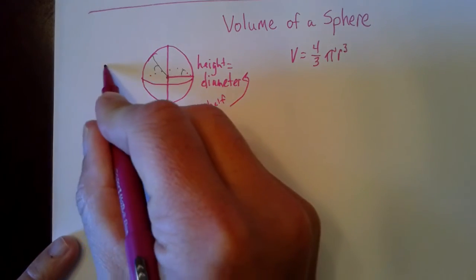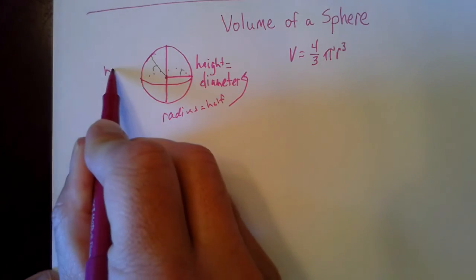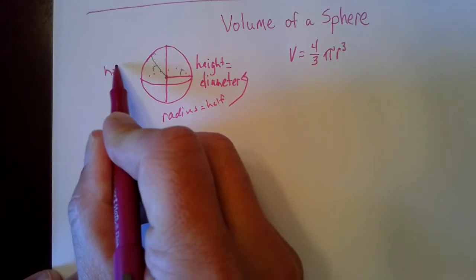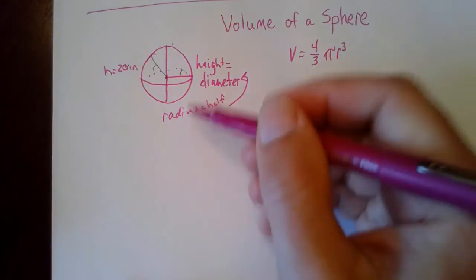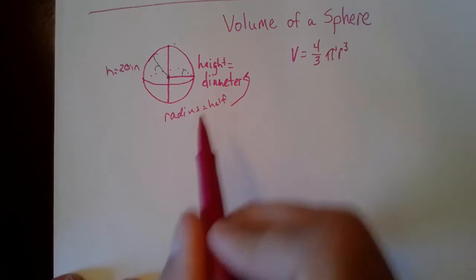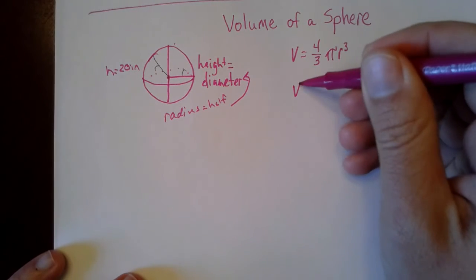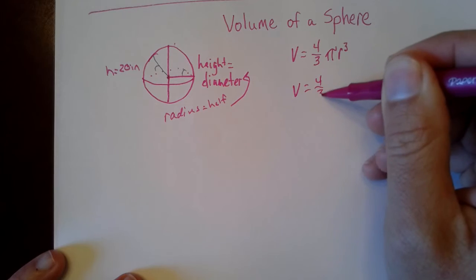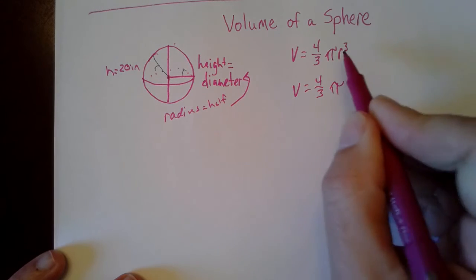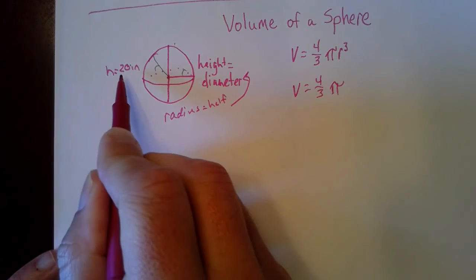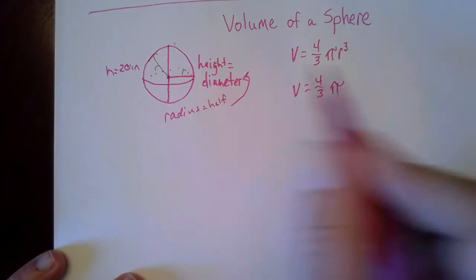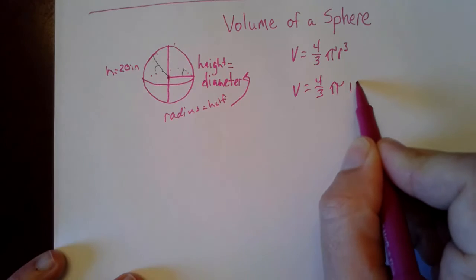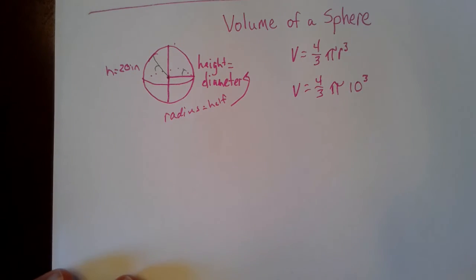Okay, so let's say the height of this sphere is 20 inches. If it's 20 inches tall from bottom to top, it's 20 inches. If I want to find the volume, I'm going to use my formula, 4/3 times pi times my radius cubed. Well, my radius, it's not 20, that's how tall it is. My radius is going to be half of the height, which is just going to be 10, and then 10 cubed.